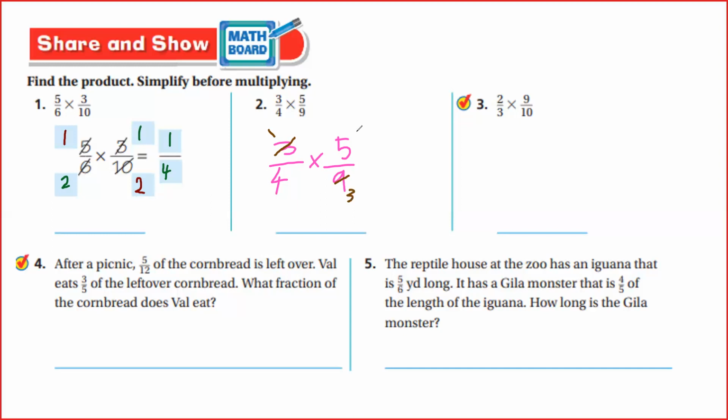Now 4 and 5. No, we can't simplify them, so we keep them as they are. The numerator is going to be 5 and the denominator 4 times 3. So 1 times 5 is 5, and 4 times 3 equals 12. Thank you, Malak. Bravo.